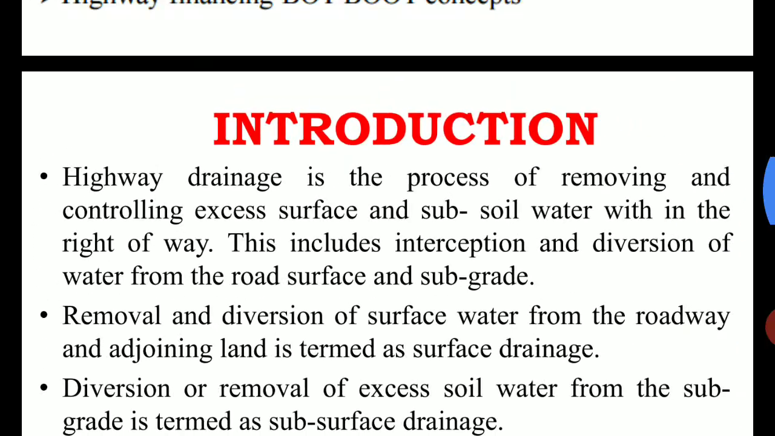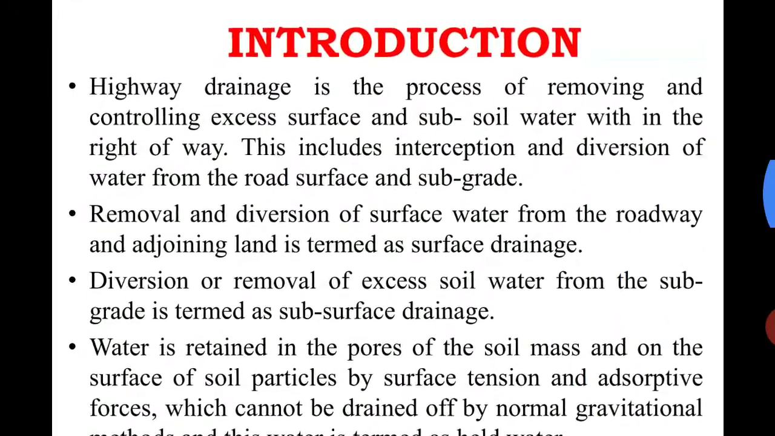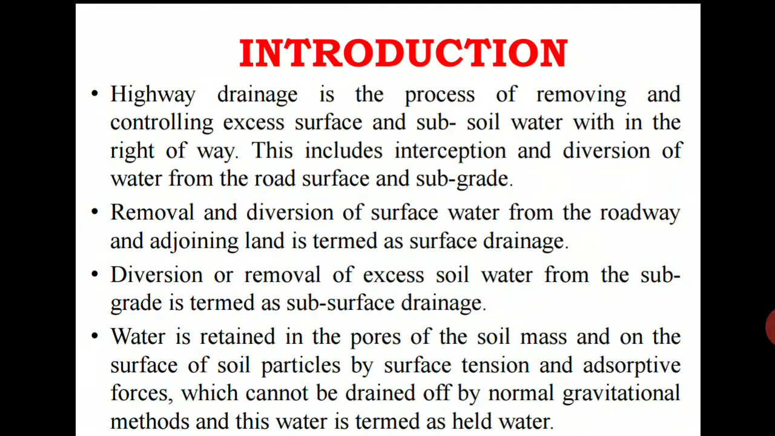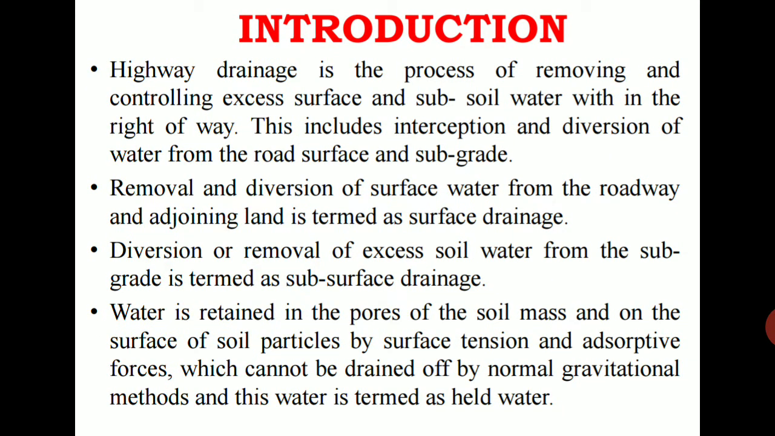Now the introduction part of this highway drainage system. The highway drainage is the process of removing and controlling the excess surface and subsoil water within the right of way. Obviously, as we all know, in the rainy season there will be rainfall, and whatever rainfall falls on the road surface first interacts with the top layer, that is the surface layer, and then within that it goes to the base course, sub base course, and at last it reaches the subgrade, right?